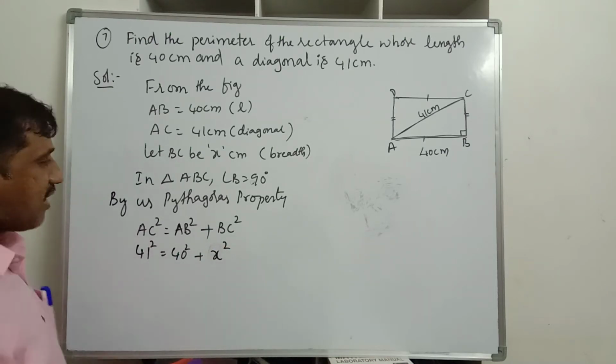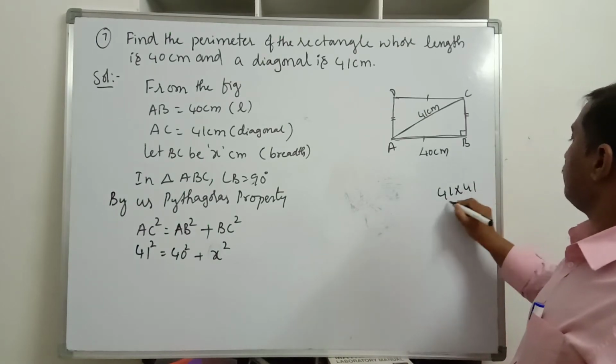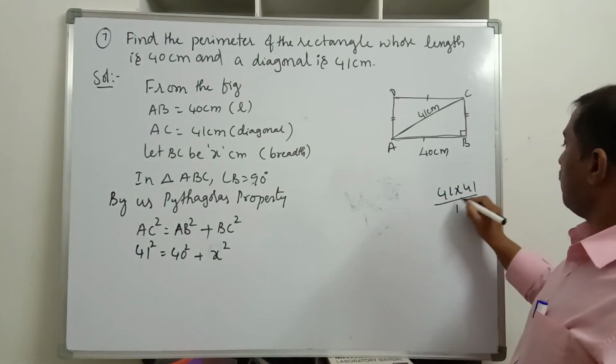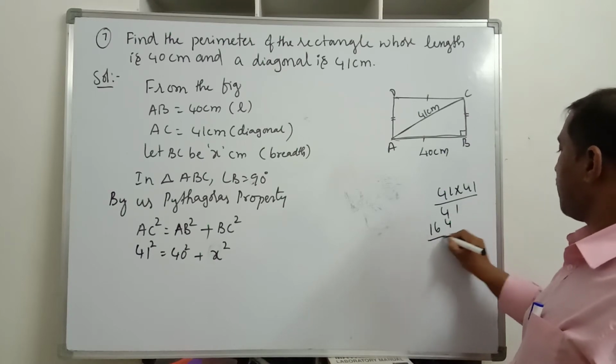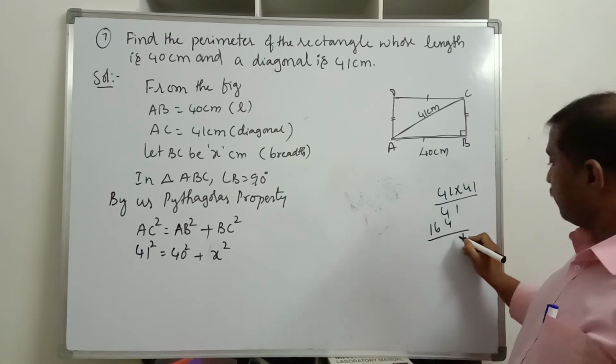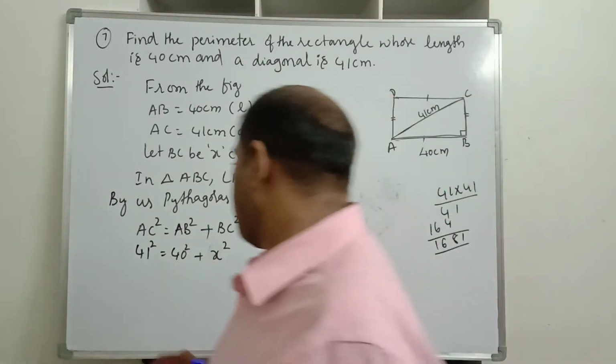Now 41 square is equal to, multiply this, 41 into 41. 1 ones are 1. 1 fours are 4. 4 ones are 4. 4 fours are 16. Add 1. 4 plus 4, 8. 6 and 1. 1681.